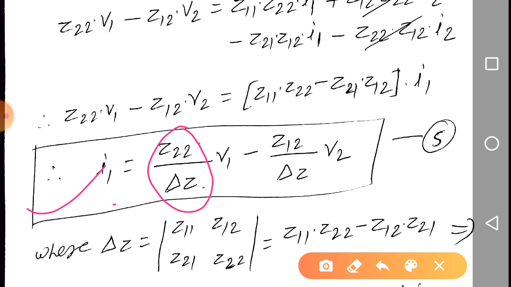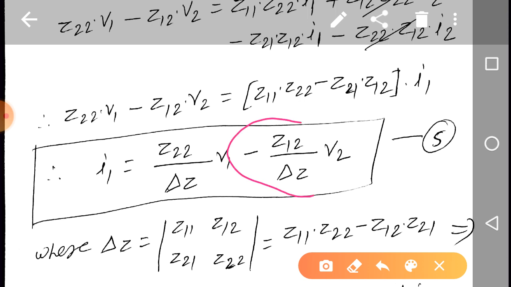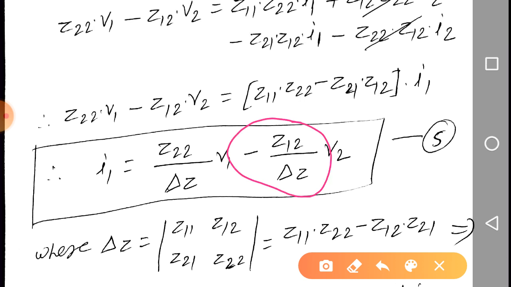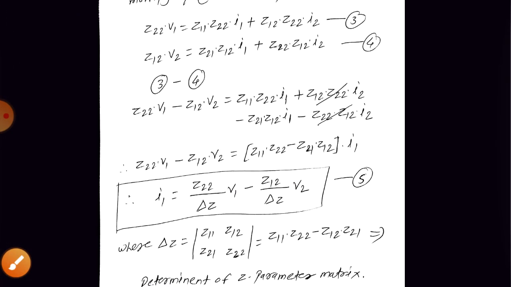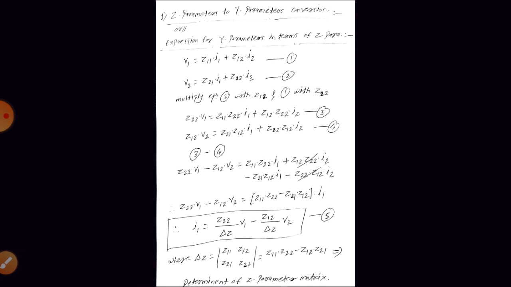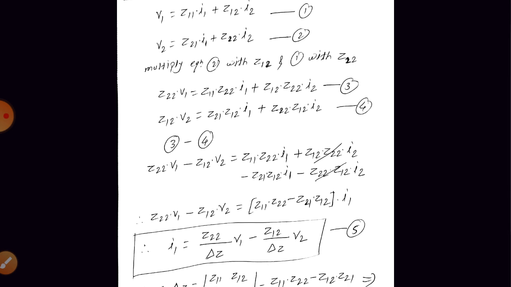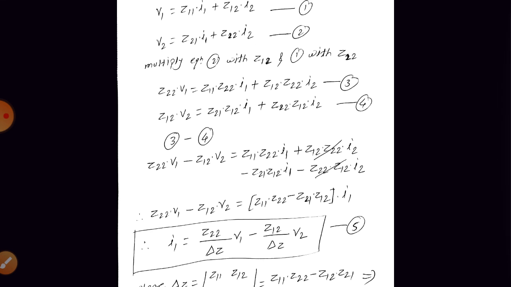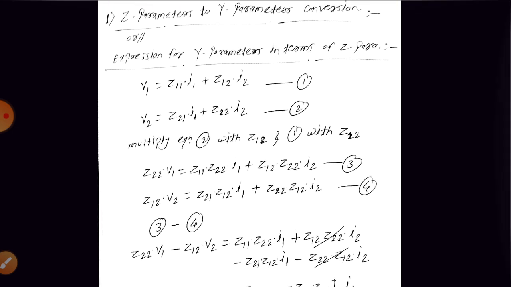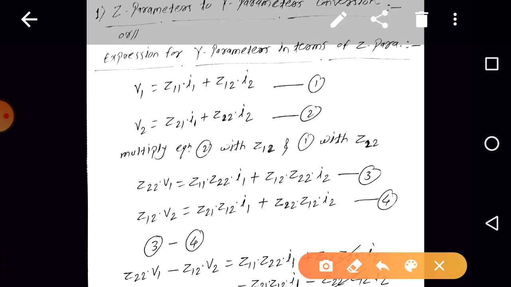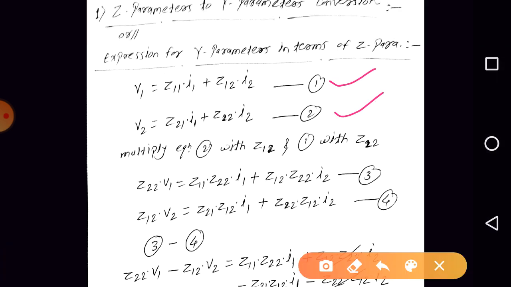Similarly, y12 is minus z12 upon delta z. This is y12. Similarly, we need to find y21 and y22. So how to find y21 and y22? For y21 and y22 we need to write the expression for i2 in terms of v1 and v2. For that, can we put this equation 5 in either equation 1 or equation 2? Yes, you can put equation 5 in either equation 1 or equation 2.